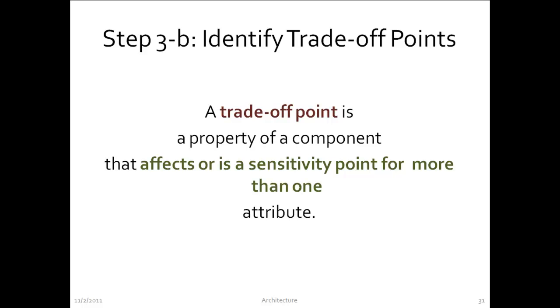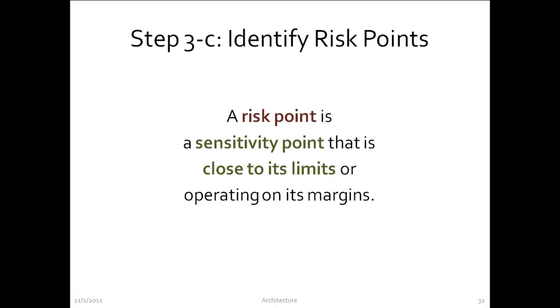The second kind of items that you want to bring out through this architectural analysis are what are known as trade-off points. A trade-off point is a property or a component that affects more than one quality attribute. And in one case, it affects it positively. In one case, it affects it negatively. Okay. And finally, a risk point are those sensitivity or trade-off points which are close to the limit.